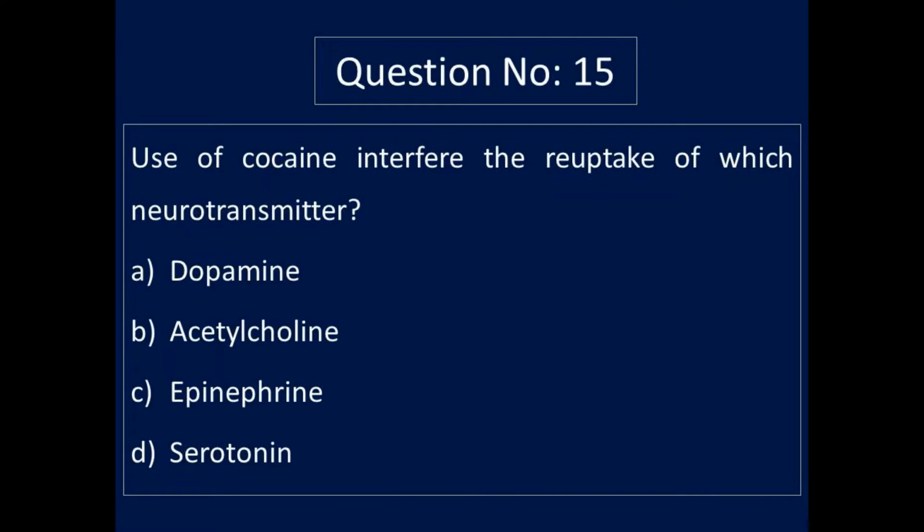Question number 15. Use of cocaine interferes with the reuptake of which neurotransmitter? Option A. Dopamine, option B. Acetylcholine, option C. Epinephrine, and option D. Serotonin. Option A. Dopamine is the right answer.